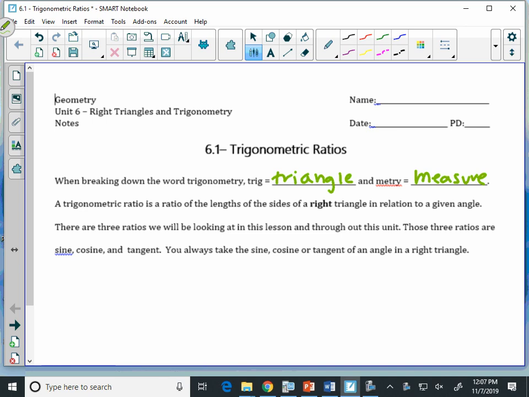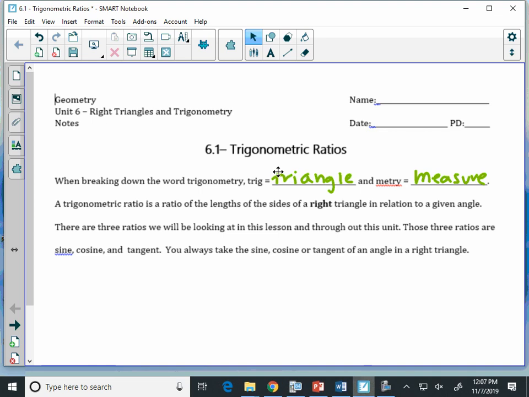Okay. A trigonometric ratio is a ratio of the lengths of the sides of a right triangle in relation to a given angle. There are three ratios we will be looking at in this lesson and throughout this unit. Those three ratios are sine, cosine, and tangent. You will always take the sine, cosine, and tangent of an angle. Okay?